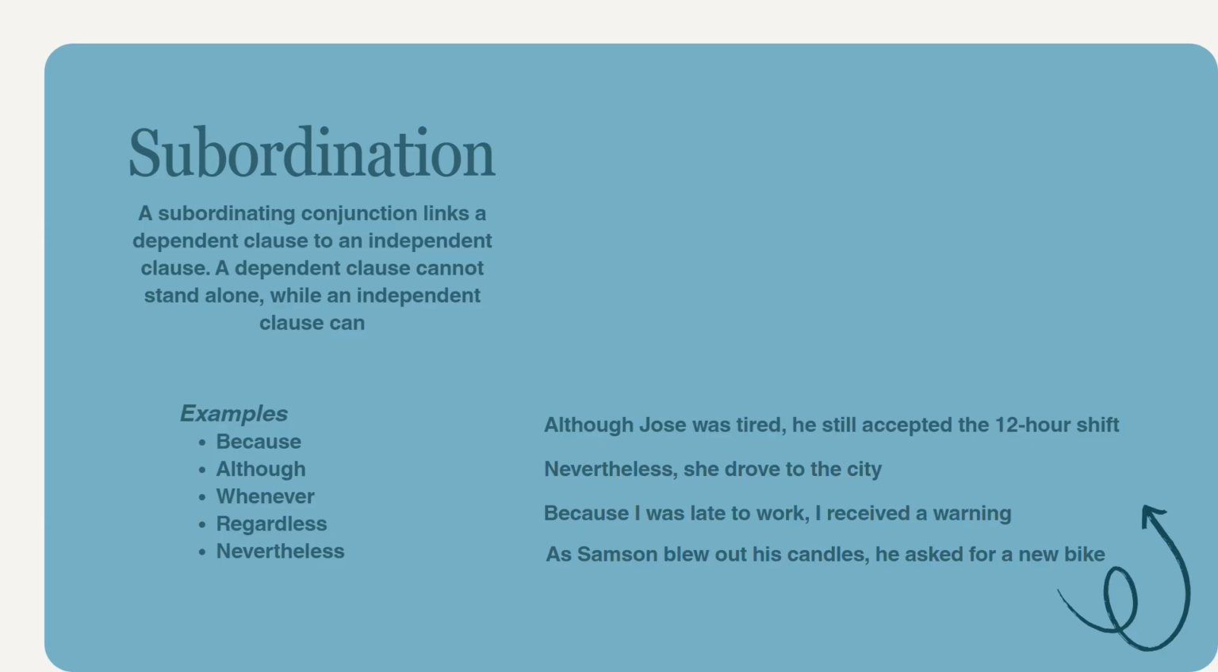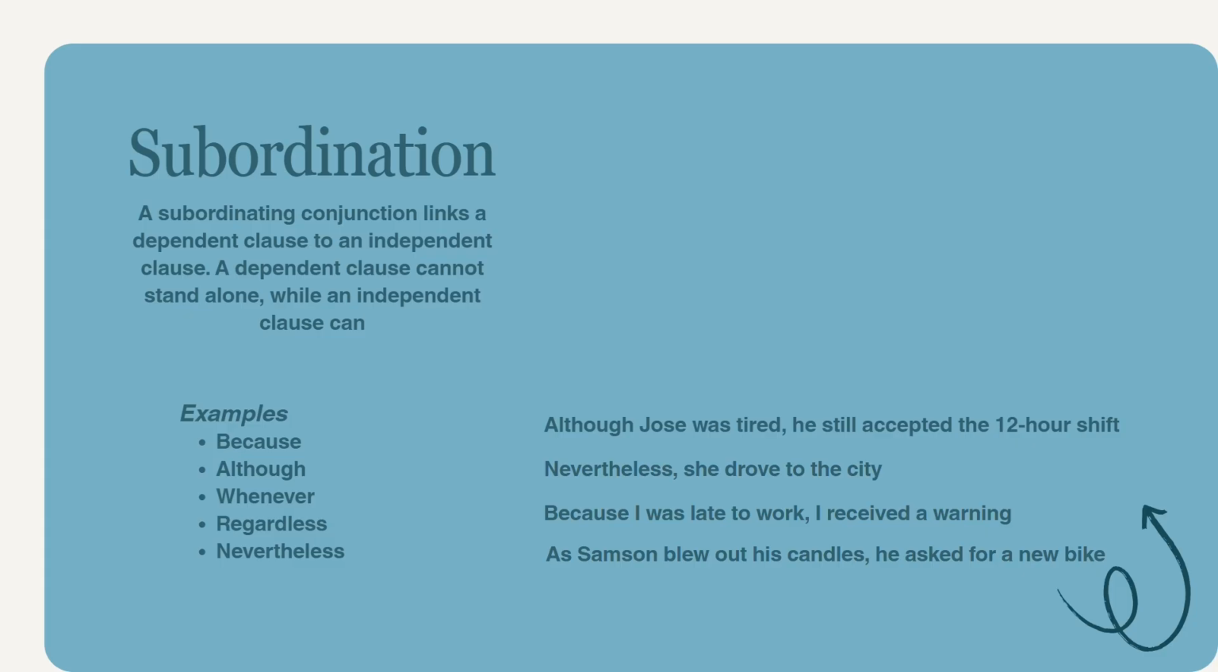And we have starting a sentence with a subordinating conjunction. If you start a sentence with one, you need a comma after the clause, and this will help the sentence to read and flow more naturally.